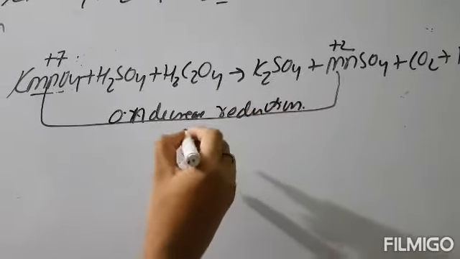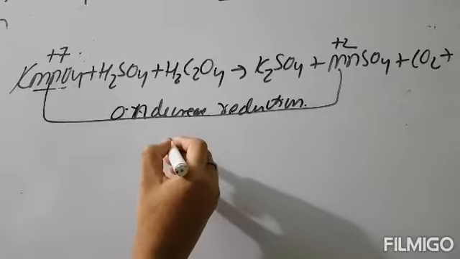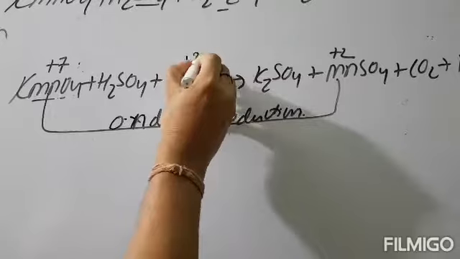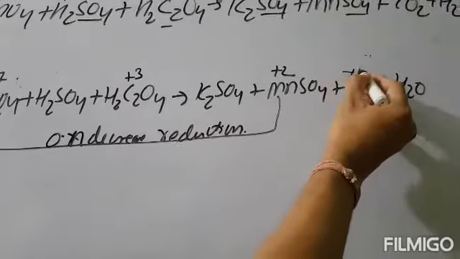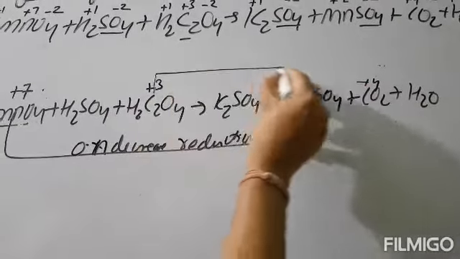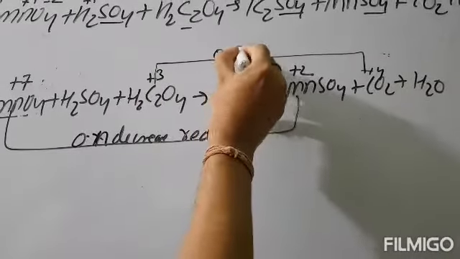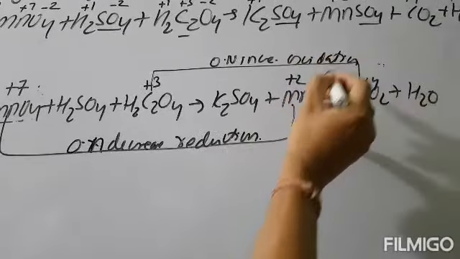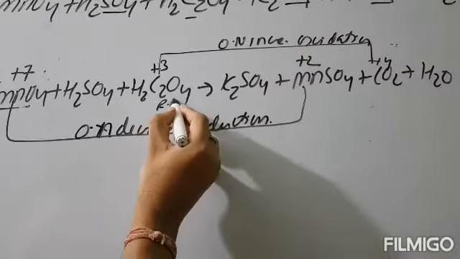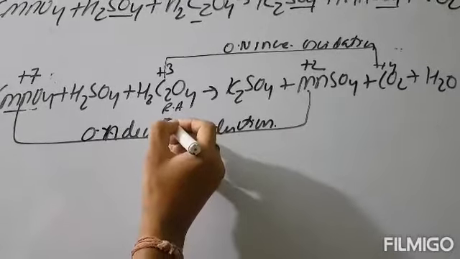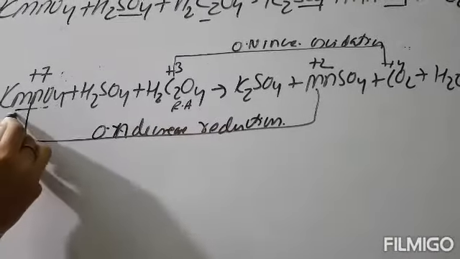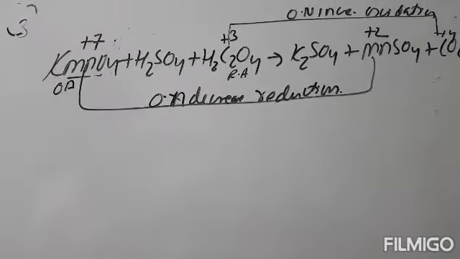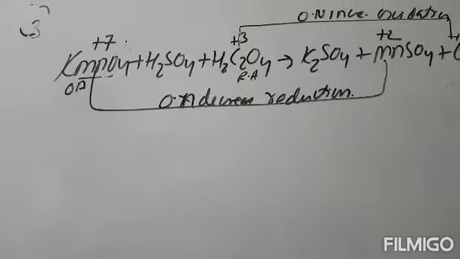Now if you see here, carbon has gone from +3 to +4. So here the oxidation number increases, and this is oxidation. Here it will be the reducing agent, and here it will be the oxidizing agent. So in the third step you find the atoms whose oxidation number increases or decreases.